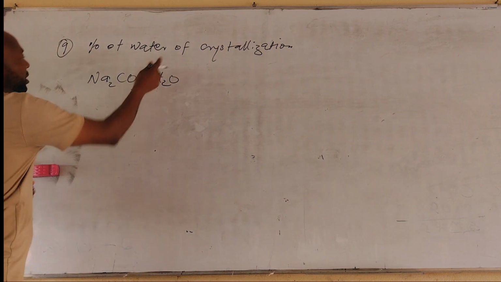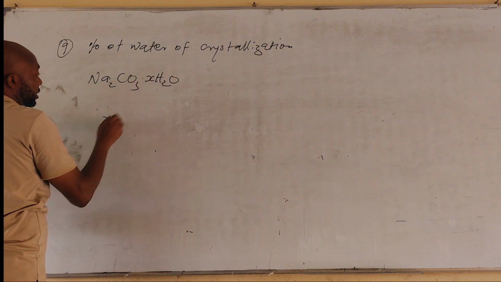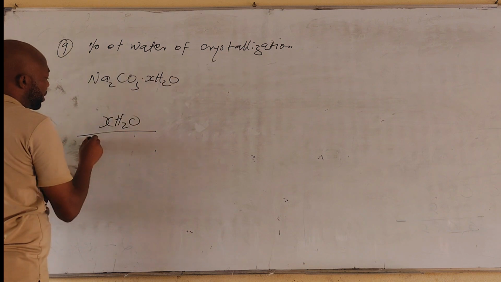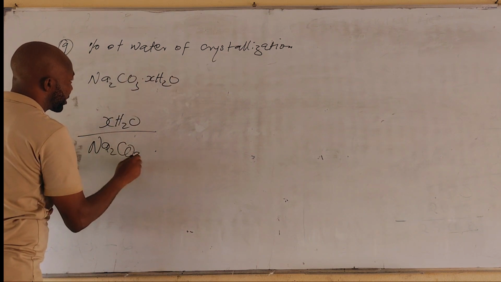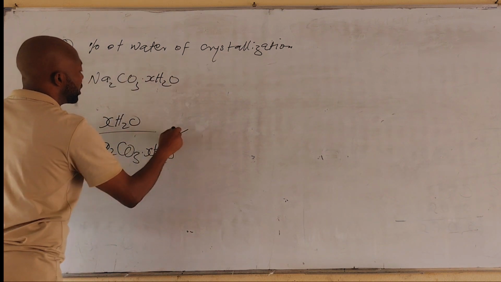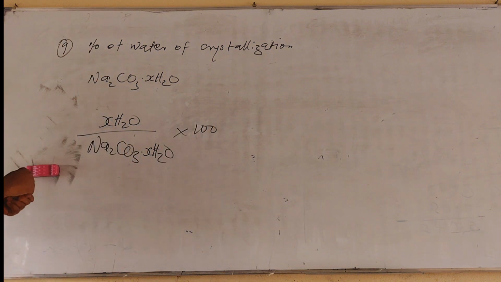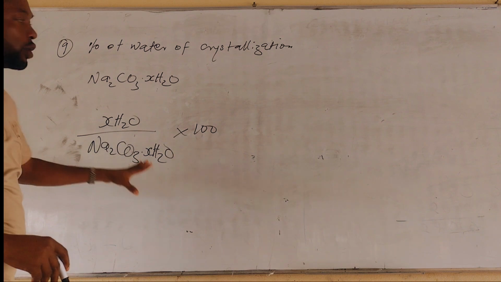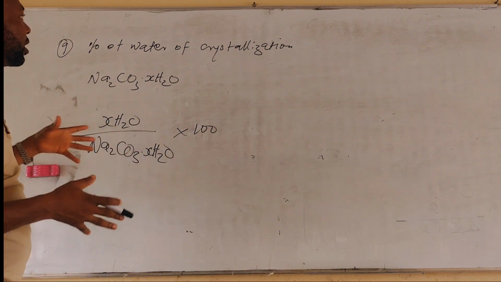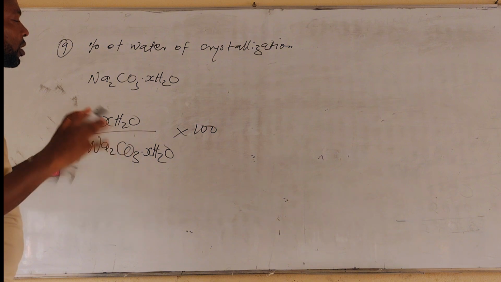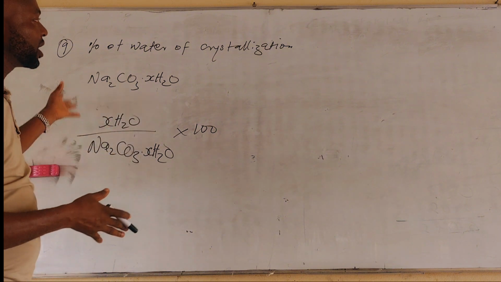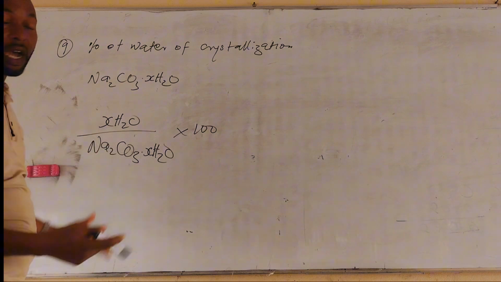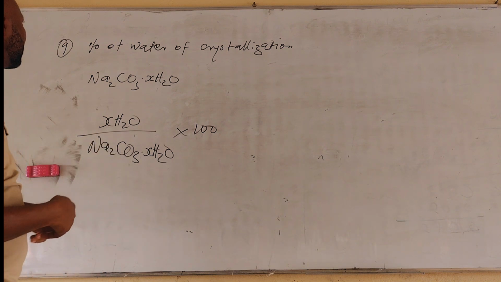So we take the amount of water, which is XH2O, over the entire compound, which is Na2CO3.XH2O, times 100. This becomes the percentage. Whatever it is, that is your answer. So our focus right now is to be able to elucidate all these formulas in volumetric analysis, both redox and acid-base, and also see how we can apply them in terms of that reaction.